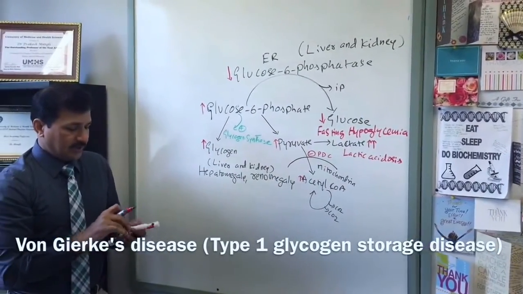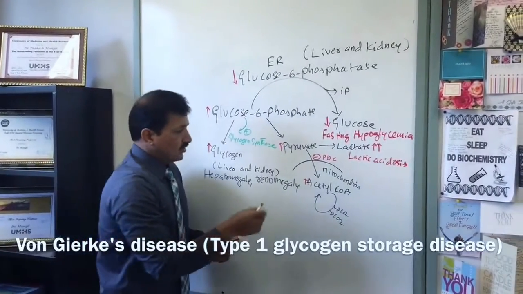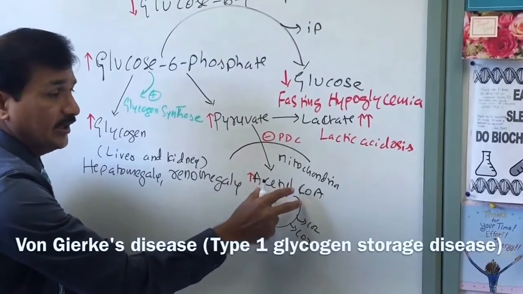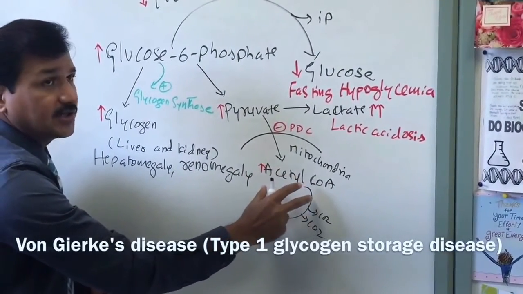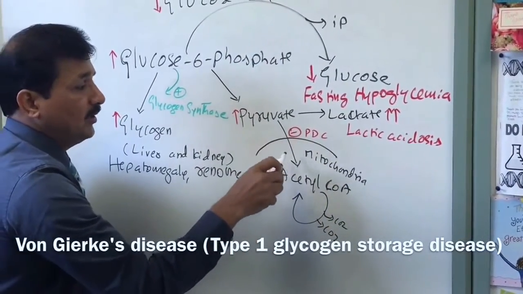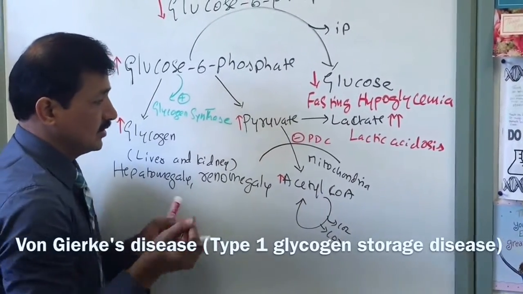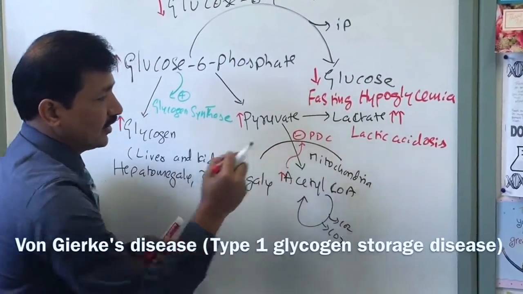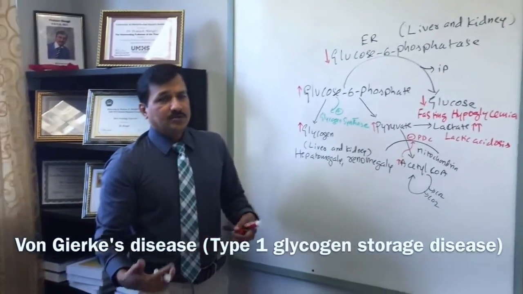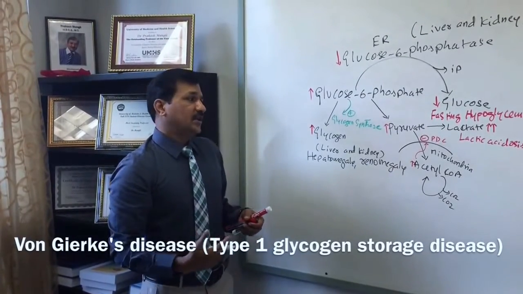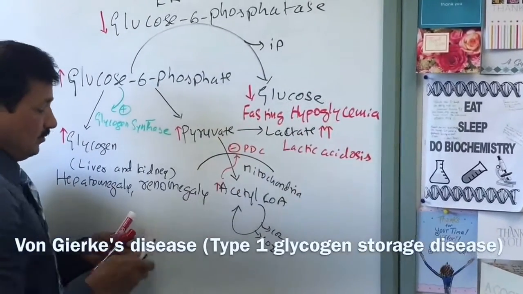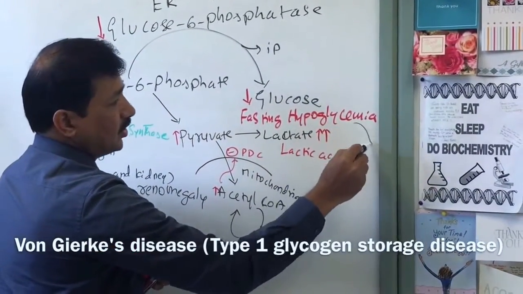Now let's see what else will happen here. As we have seen, more and more pyruvate goes down, forming acetyl-CoA. Acetyl-CoA gets into the TCA cycle initially, then the TCA cycle saturates. Acetyl-CoA builds up and has a negative effect on PDC. So that is what is shown here. Acetyl-CoA will have a negative effect on the pyruvate dehydrogenase complex. Now there is a reason why acetyl-CoA builds up so much. One of the reasons is that whenever there is fasting hypoglycemia, glucagon is released because of that hypoglycemia.